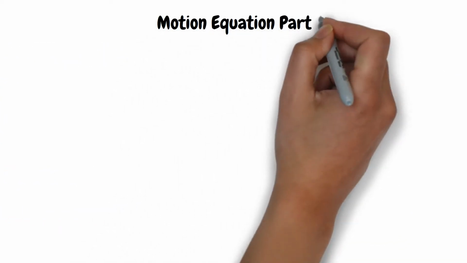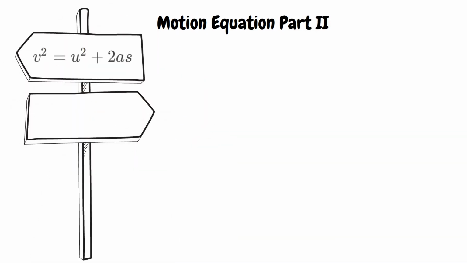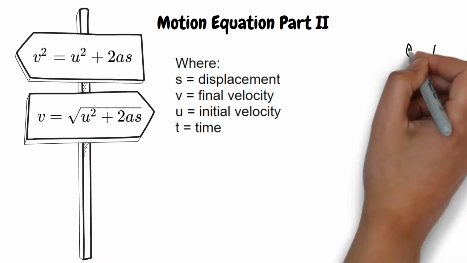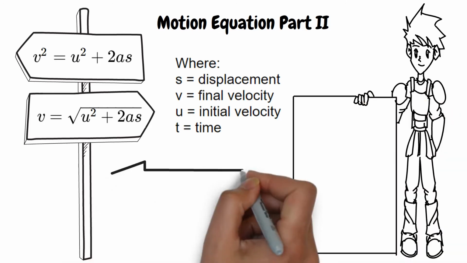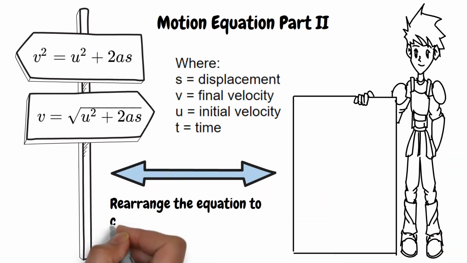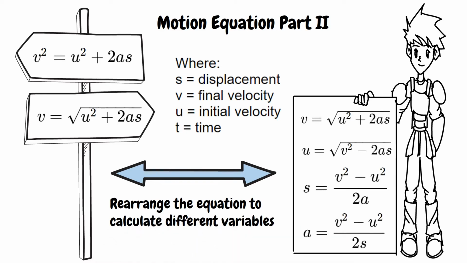Similar to my previous video, the equation has different symbols depending on the references you are using. The symbol you may encounter is where final velocity is Vf and initial velocity is Vi. The equation can be rearranged in many ways depending on the variable you want to calculate. This means you don't need to remember the equation for each variable as long as you remember one of the equations.